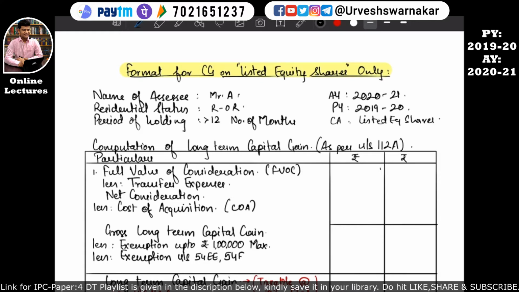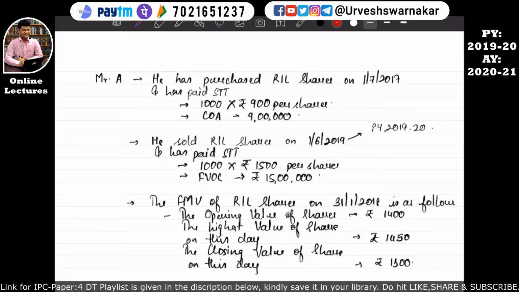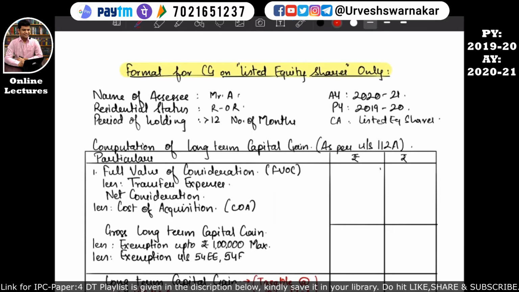Okay, so we will mention full value of consideration over here. The full value of consideration is 15 lakhs. So we will mention it over here, 15 lakhs. Is there any transfer expense given in the question? No, so we'll put a dash. The net consideration is equal to 15 lakhs. I hope this is quite clear to you all.